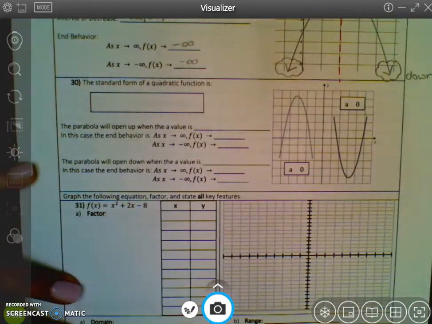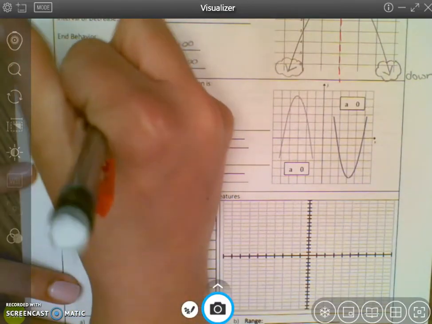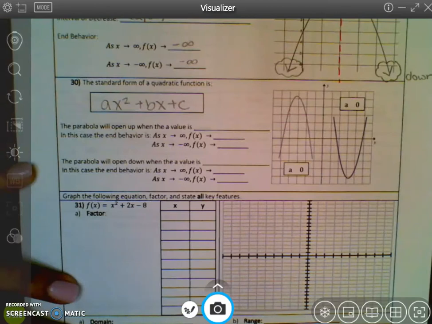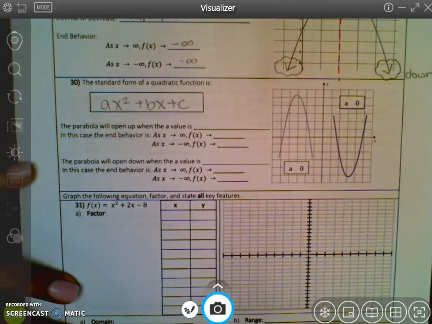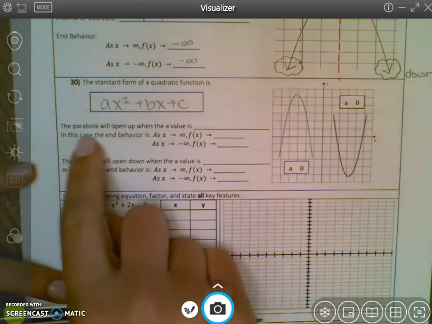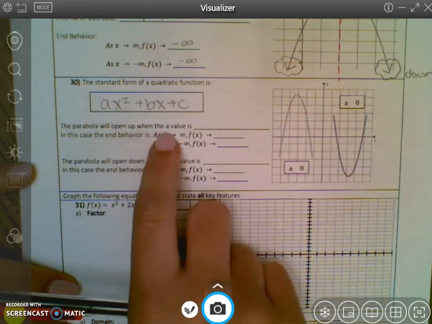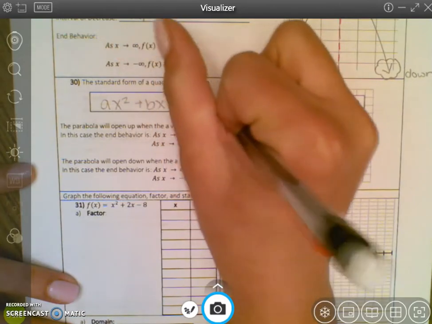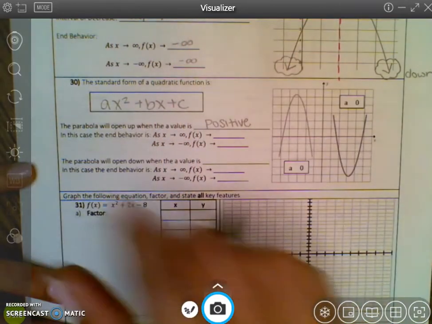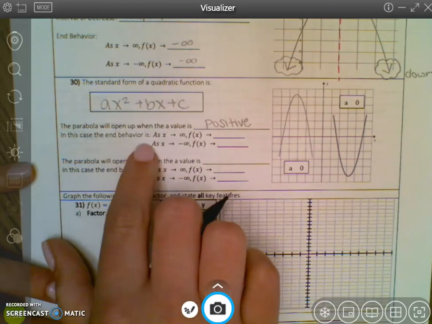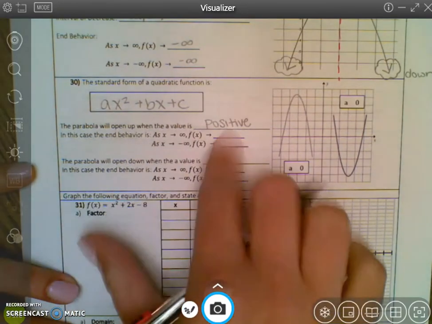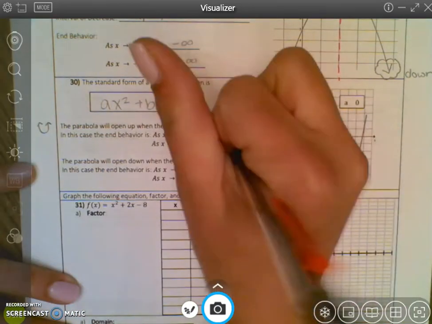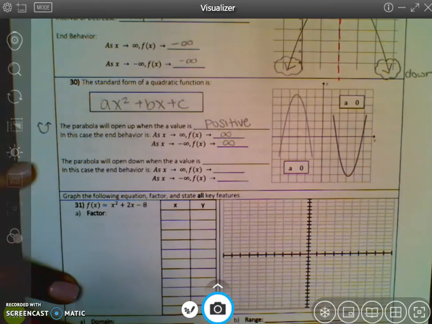Okay, the standard form for a quadratic equation is ax squared plus bx plus c. That's what you had to put into that equation. The parabola will open up when the a value is what? Positive. In this case, the end behavior will be, well, if it's positive, it's opening up. It looks like this. So they're both going to be infinity.